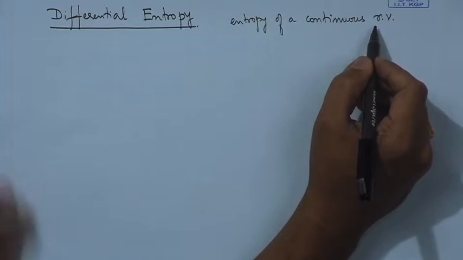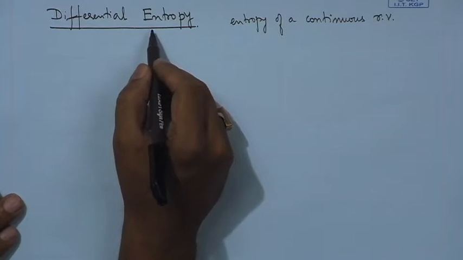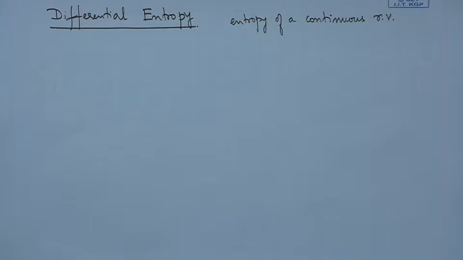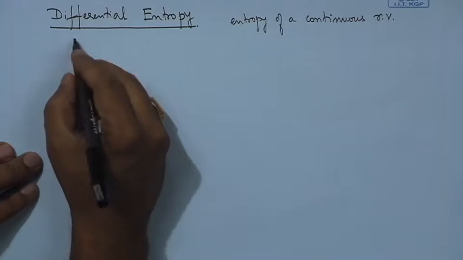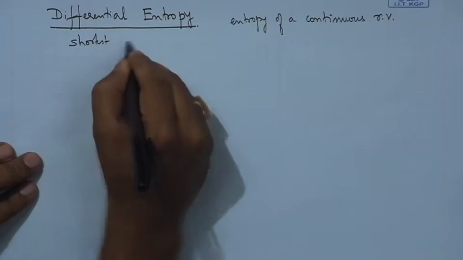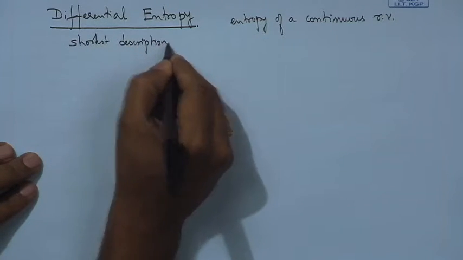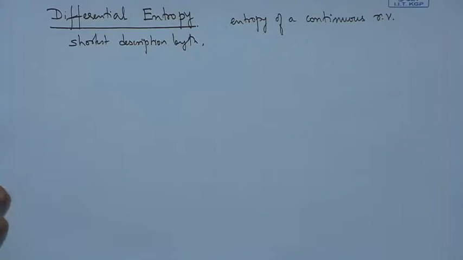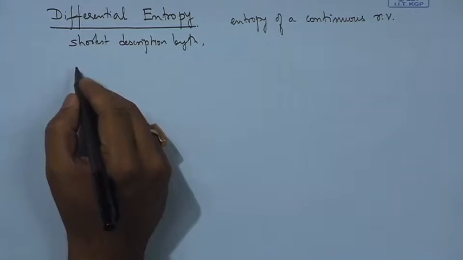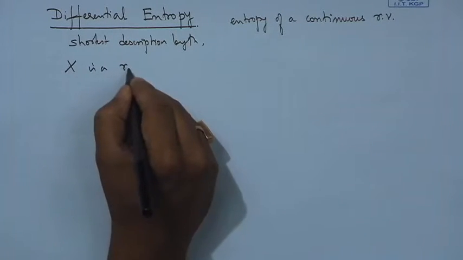Okay. So we go ahead. So we are looking at the entropy of a continuous random variable. The differential entropy is also related to the shortest description length of a random variable. So this is also similar to the entropy, but there are certain subtleties which are different, which don't allow the entropy of a continuous random variable to be treated exactly the same way as that of a discrete random variable. So let us move forward with this.